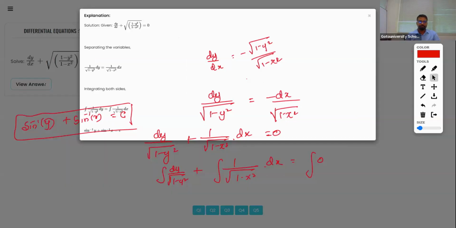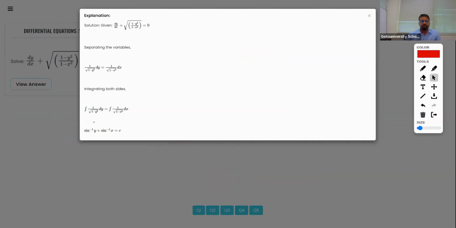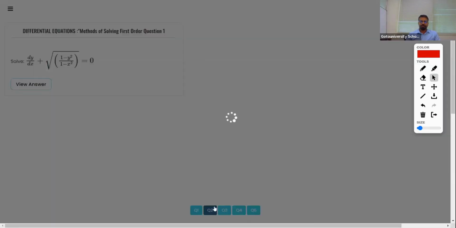Shall we check the answer? Yes. It's not equal to 0. It is equal to a constant c. What is c? We have to define always. c is an arbitrary constant. Remember that c is an arbitrary constant. Fine? Yes. Let me erase this. So let's go for the next one.